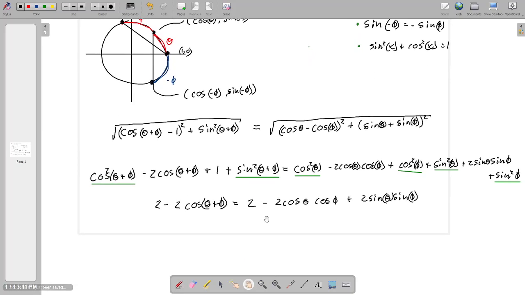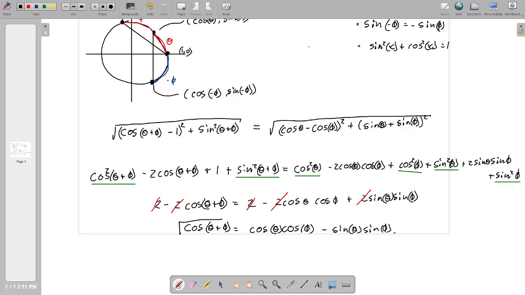Now we just need to simplify a little bit more. We have a 2 on both sides. We can cancel. We can divide both sides by -2 also. So we have a -2 here, which will go away, a -2 here, which will go away. And this will change sign to be a negative instead of a positive, because again, we're dividing by -2. So we end up with cosine theta plus phi is equal to cosine theta cosine phi minus sine theta sine phi. And we're done. Pretty straightforward.